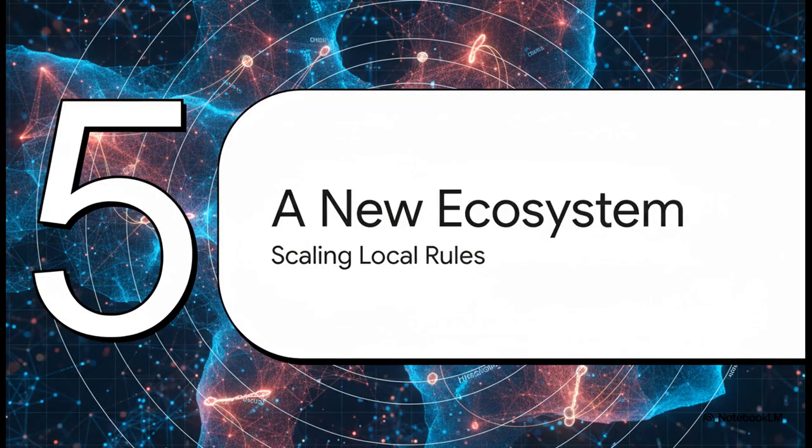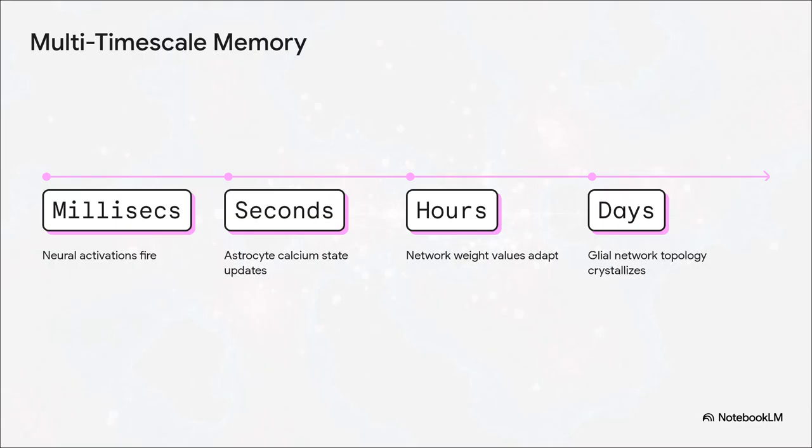Finally, let's pull it all together in Section 5, a new dimensional ecosystem, bringing local rules to scale. When you combine all these elements, simply forcing the network into physical space naturally creates an elegant multi-timescale memory system. Neural activations fire in milliseconds. Then the astrocyte calcium state, acting as a sort of context window, updates over seconds. The actual network weights adapt over hours. And finally, the overarching glial network topology literally crystallizes over days. It's a gorgeous hierarchy of memory that just emerges naturally, simply because the system finally exists in space and time.